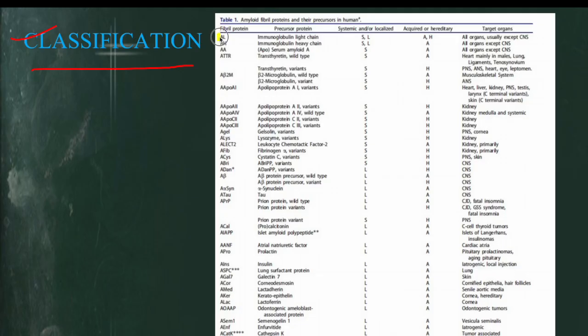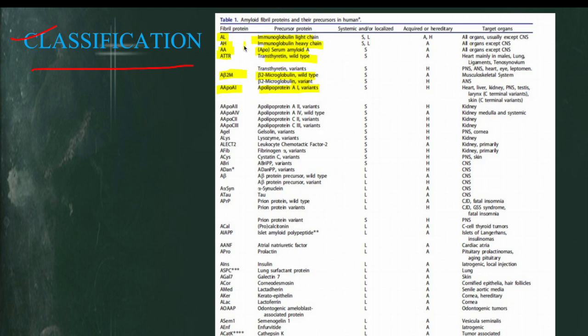First of all, AL is immunoglobulin light chain; AH, immunoglobulin heavy chain; AA, apo serum amyloid A protein; ATTR, transthyretin wild type. Next is A beta 2M, which is beta 2 microglobulin wild type and variant type; APO A1, which is apolipoprotein A1 variants. And these are the target organs which are affected by these amyloid proteins.